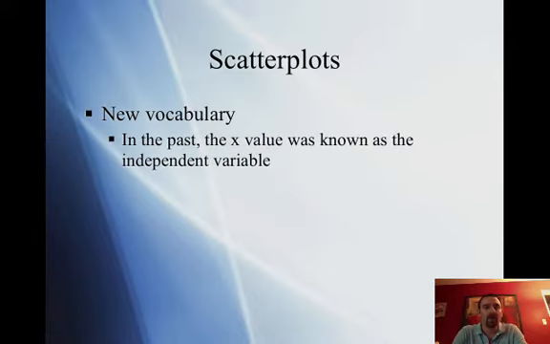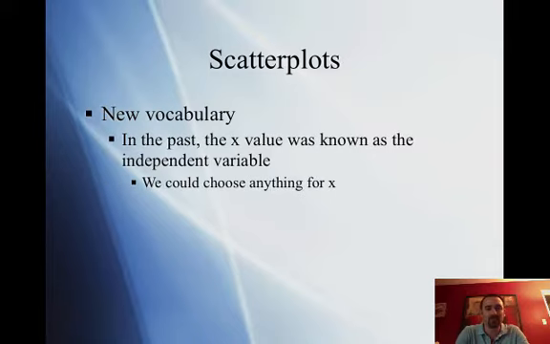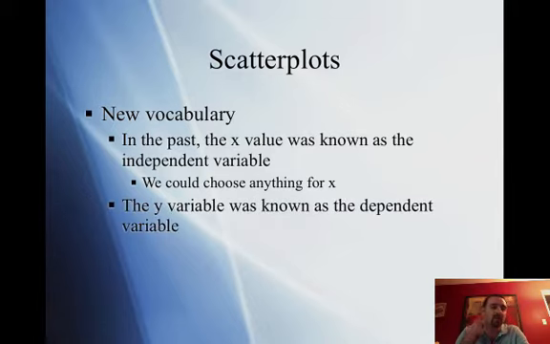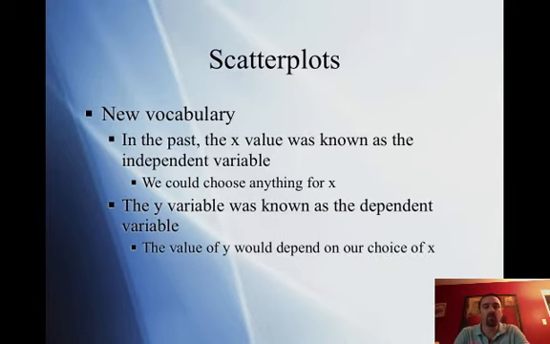In every other class you've ever been in, when we talk about scatter plots, we think of the independent variable on the x-axis and the dependent variable on the y-axis. In this class, we don't do that. Typically we could choose anything for x, and the y variable is the dependent variable, and y would depend on our choice of x. That was the whole point of independent versus dependent variables. It makes a lot of sense.